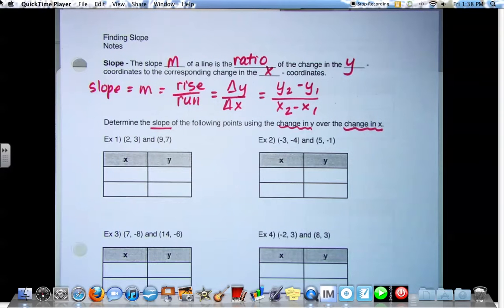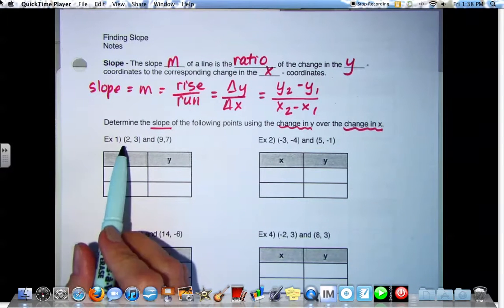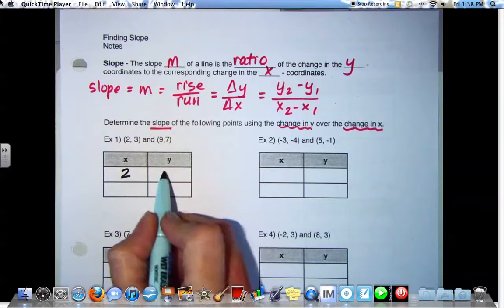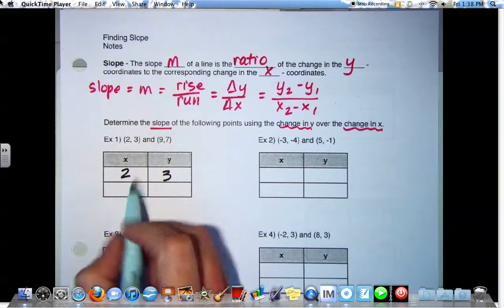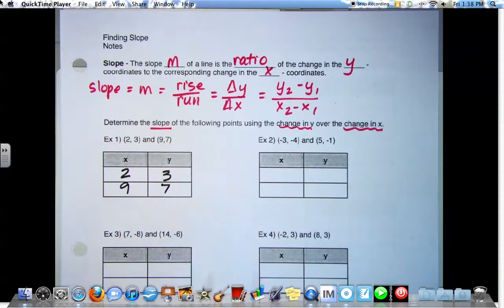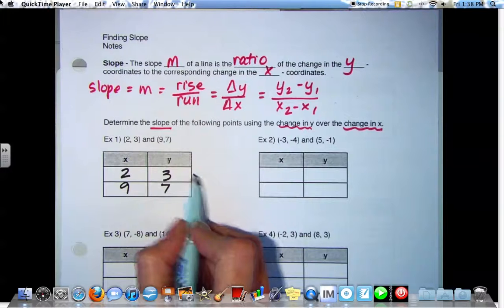It's pretty simple. What we're going to do is take our x and y values and put them into the table and look at the change based on the table. So example 1, we have the points (2, 3) and (9, 7). So the 2 is going to go into which column? X, and the 3 goes in the y, the 9 goes in the x and the 7 goes in the y. So now all we do is look at the table and we look at the change.